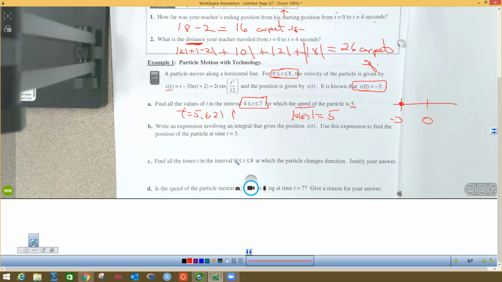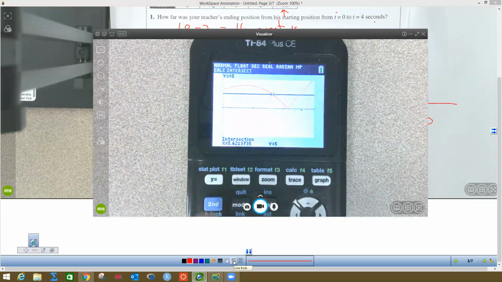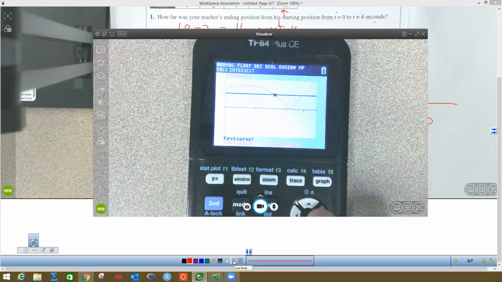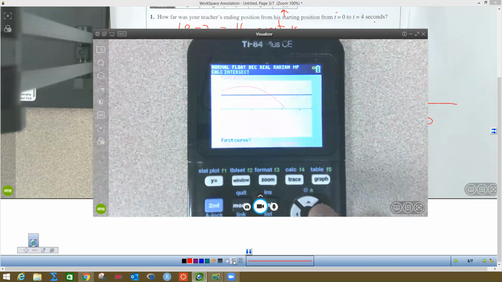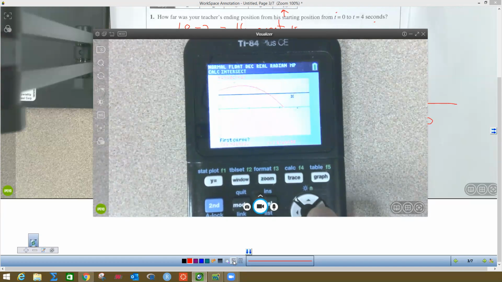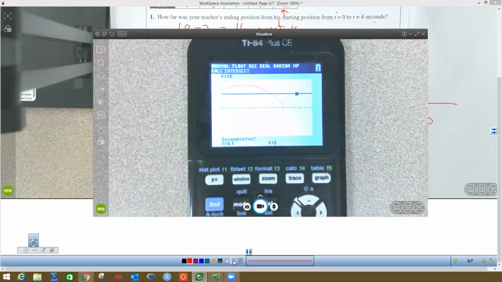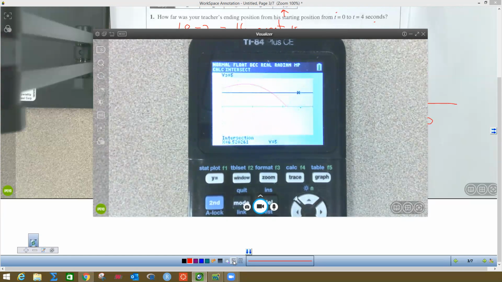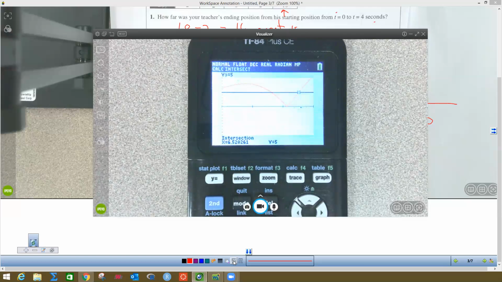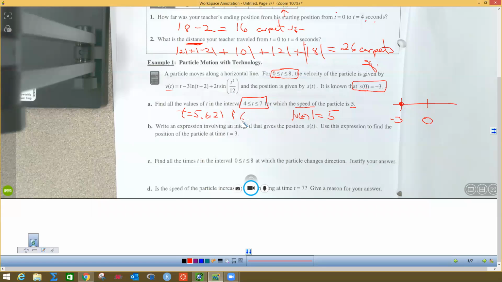And there's another one, so I'm going to go back to my calculator, and I'm going to hit second calc 5 again, and I'm going to now take this thing over by the other intersection. And I'm going to hit enter, enter, enter. And there's the other one at 6.520. So if you notice, these are between 4 and 7, right? So these are the two times that the speed of the particle reaches 5.